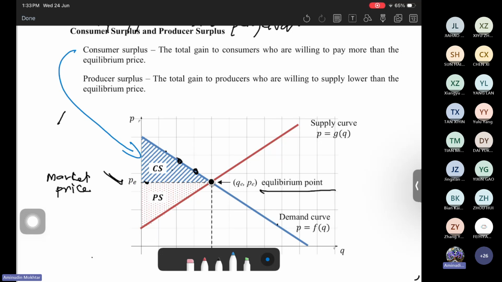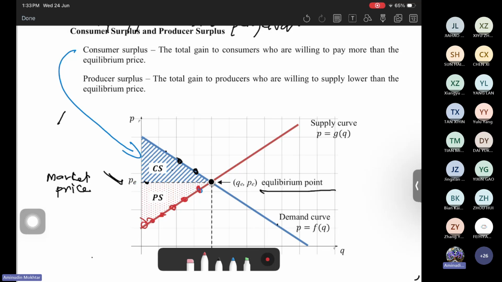Or in other words, it is the difference between the price that a seller receives and the price that the seller is willing to sell for each quantity. Okay, the price along the supply curve. Okay, there's a supply curve. The price along the supply curve represents the price that the seller is willing to receive.